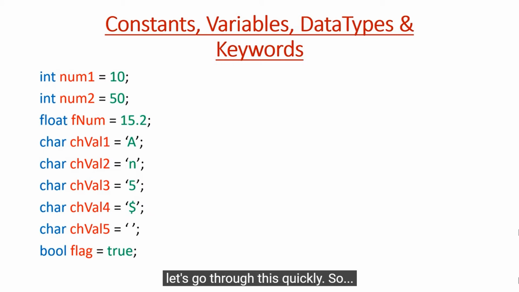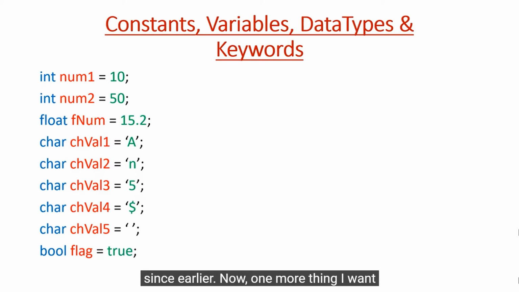Now, let's go through this quickly. So constants, any information is called constant. 10, 50, 15.5, capital A, small n, these all are constants. Then variables are those blocks of memory which are reserved while executing the program to store our constants. Then data types means what type of data we are going to store in that variable. Is it an integer, is it a float or character or boolean? And keywords are those reserved words whose meanings are known by the compiler since earlier.